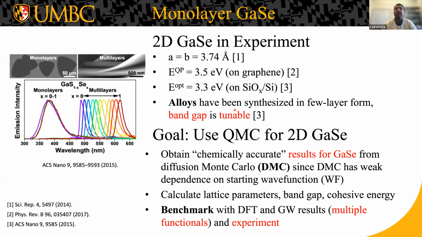So again, we have the quasi-particle gap of 3.5 eV on a graphene substrate, and we have the optical gap of 3.3 eV on a silicon dioxide substrate, and we do have the experimental lattice parameter as well. So that's a good sign that we can benchmark our QMC calculations. And the other important point here is that its alloys are synthesized as well. So we can test our procedure for working on alloys using quantum Monte Carlo.